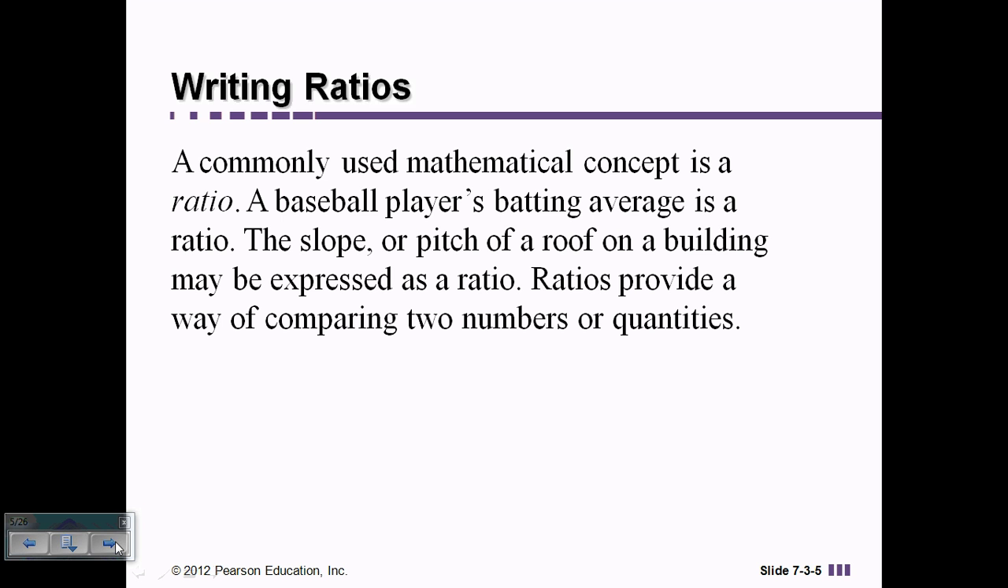So ratios are a pretty common thing. One of the most common ones is a batting average for a baseball player. When we're talking about slope of a line, we're actually talking about a ratio of the rise over the run. Anytime we're talking about a comparison of two things, the comparison of boys to girls in a class, or different things like that, we're talking about ratios. It's a comparison of two different quantities.